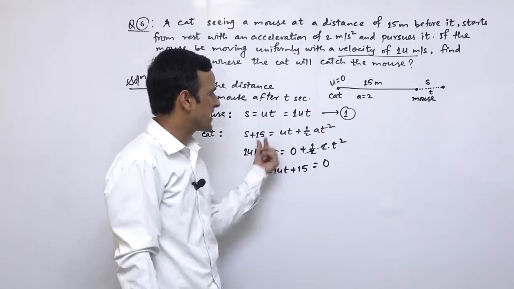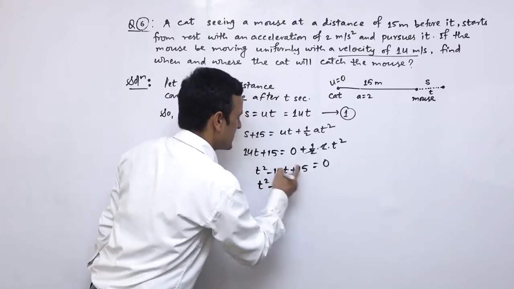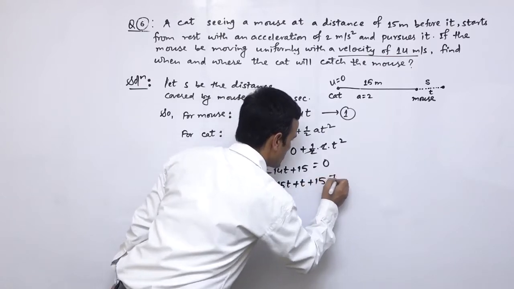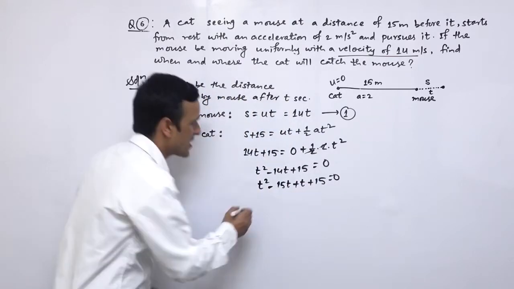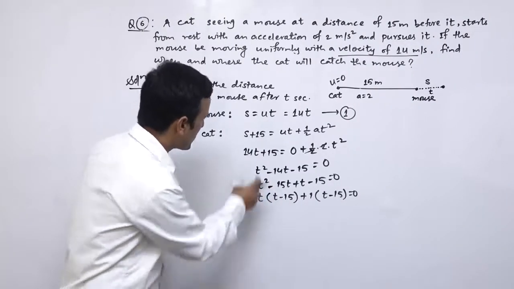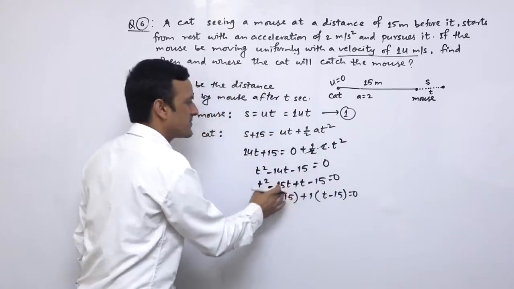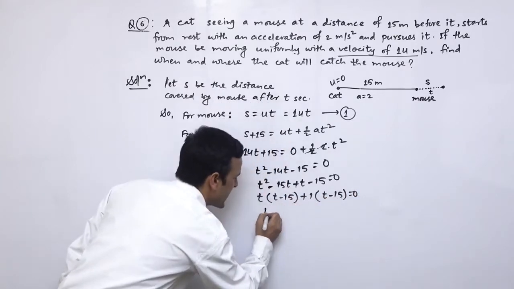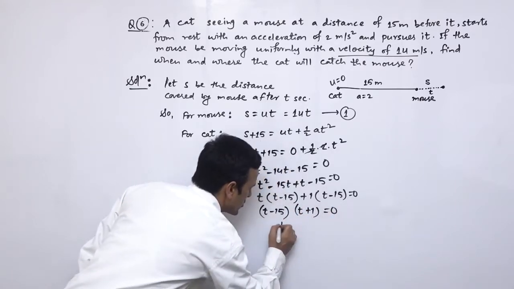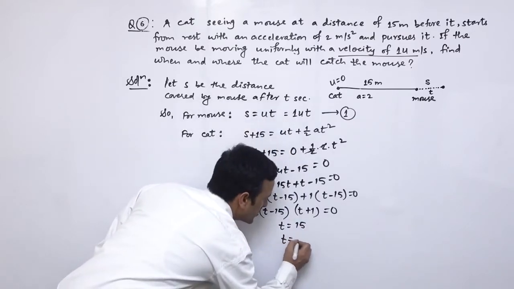So 14t ra 15 lai uta landa it will be 0, and it is t square minus 14t minus 15 is equal to 0. So we split the middle term: minus 15t plus t. So factorize it, and now we can solve it. T square minus 15t plus t minus 15, it will be minus minus, and 15t plus t means 15 minus 1 is 14. Now we can factorize it like this: t minus 15 and t plus 1 is equal to 0. So t is equal to 15, or t is equal to minus 1.